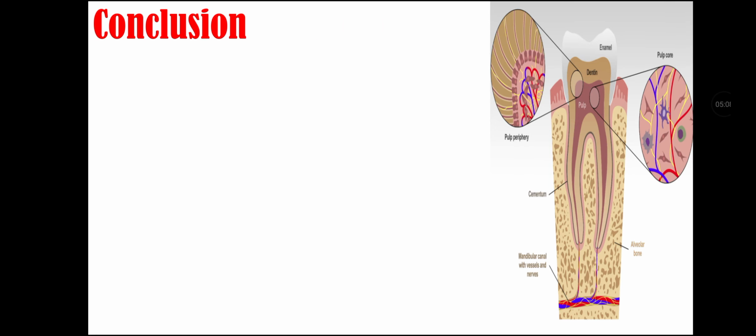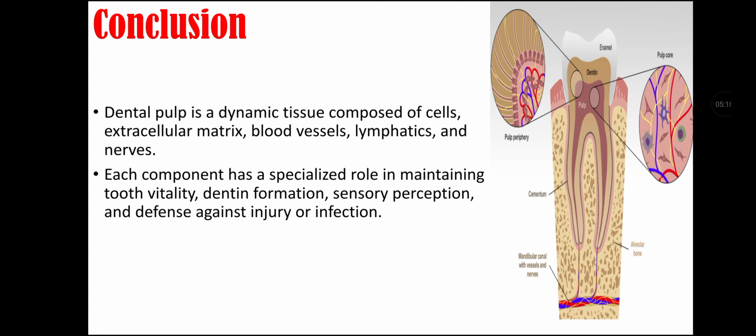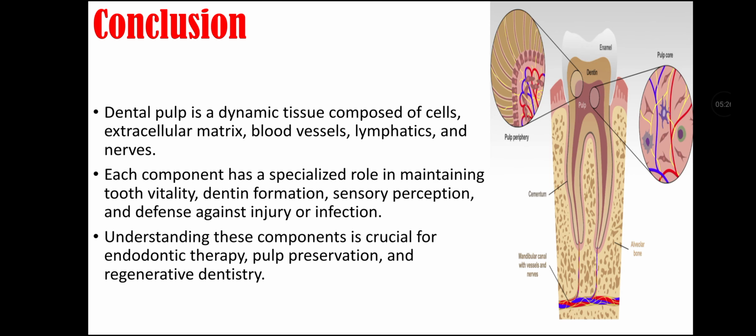Conclusion of this lecture video. Dental pulp is a dynamic tissue that is composed of cells, extracellular matrix, blood vessels, lymphatics, and nerves. Each component has a specialized role in maintaining tooth vitality, dentine formation, sensory perception, and defense against injury or infection. Understanding these components is crucial for endodontic therapy, pulp preservation, and regenerative dentistry.